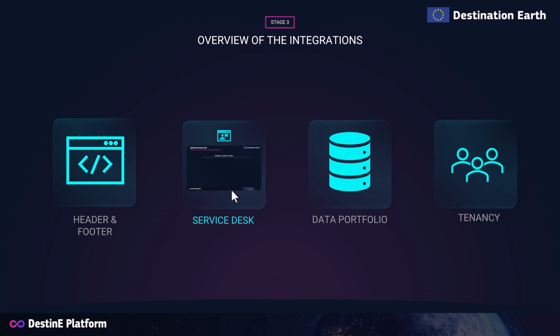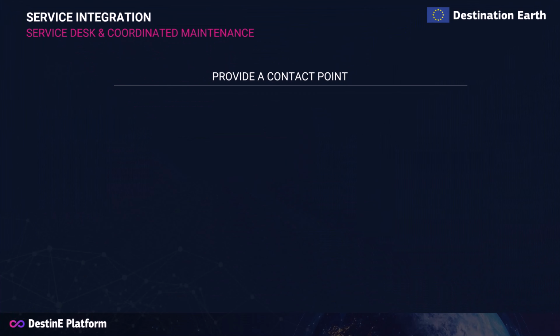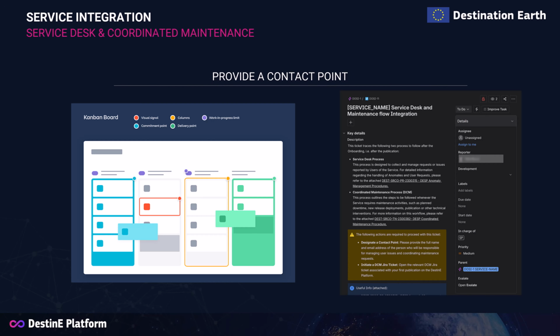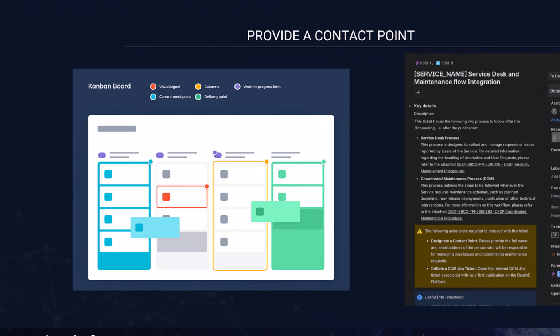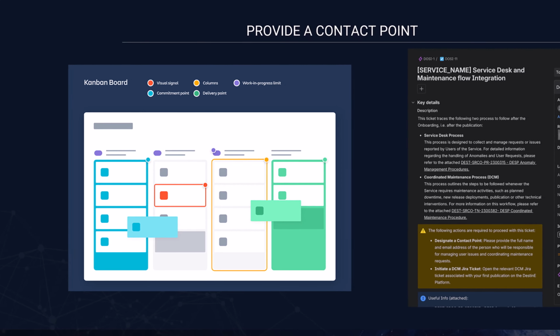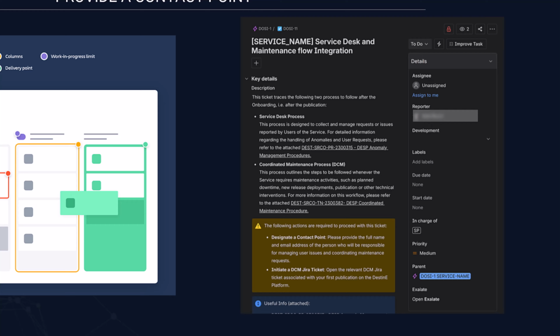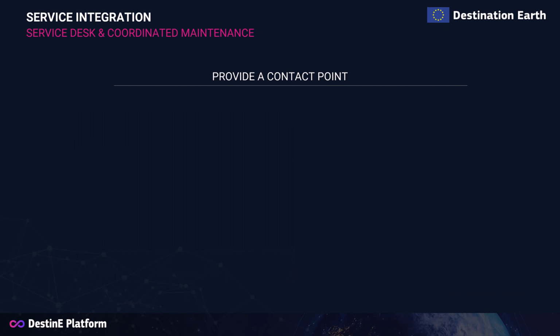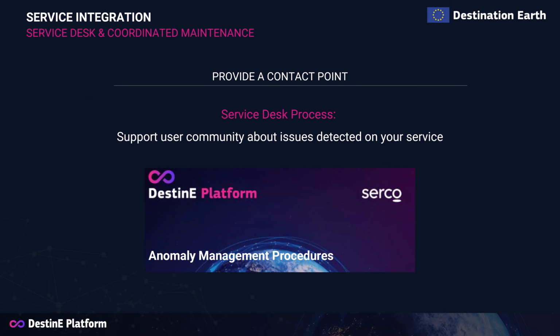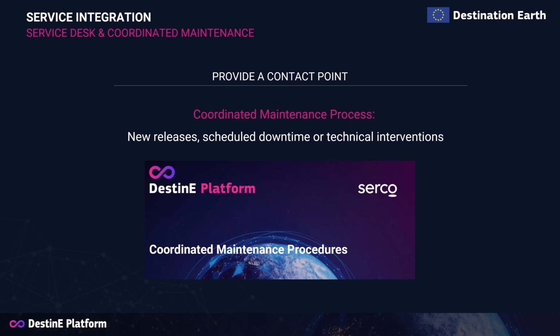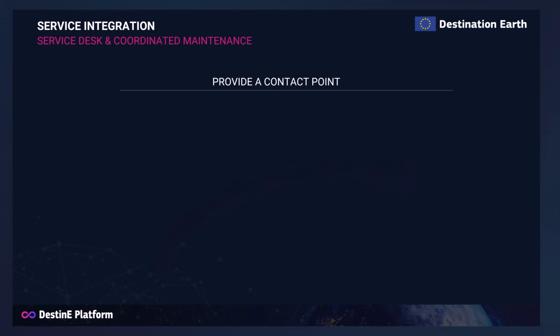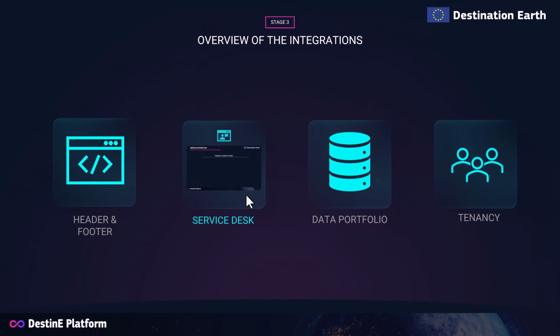After your service is published on the DestinE Platform, you will designate a contact point for operational issues and maintenance coordination, which are managed through dedicated channels in the platform's central support system, built on Atlassian Jira. 2 processes support ongoing operations: the service desk process, which manages user requests and issue reporting, and the coordinated maintenance process, for planned activities such as new releases or scheduled downtime. Following these ensures your service remains reliable and users stay informed.